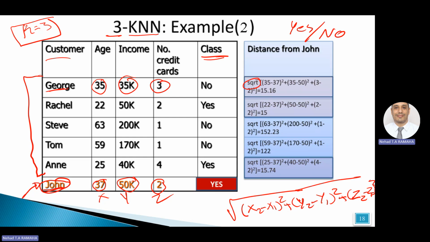If we have 4, each feature minus the same feature, testing from training, power 2, plus the second feature, the difference between the second feature, plus the difference between the third feature, and so on. So each feature is considered data or a coordinate in the point, okay?